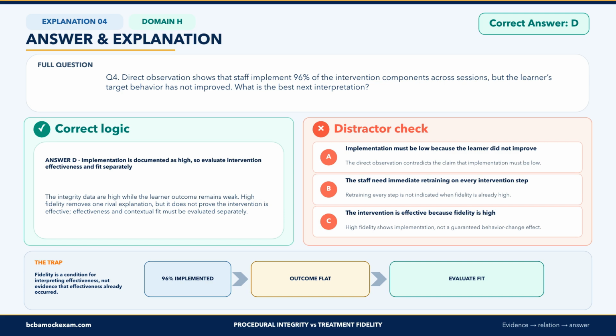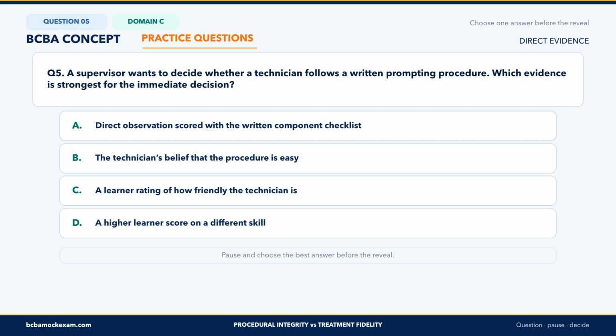A. The direct observation contradicts the claim that implementation must be low. B. Retraining every step is not indicated when fidelity is already high. C. High fidelity shows implementation, not a guaranteed behavior change effect. High integrity supports interpretation of an intervention test, but it never guarantees a positive outcome. Question 5.